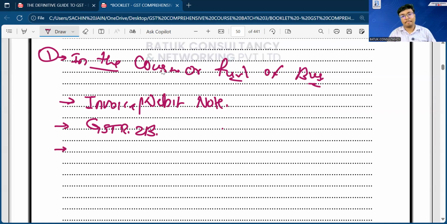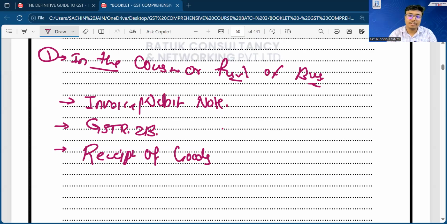Third condition, sir, without receipt of goods, can I claim the input tax credit? No, not at all. So third condition, receipt of goods. Without receipt of goods, you cannot claim input tax credit.